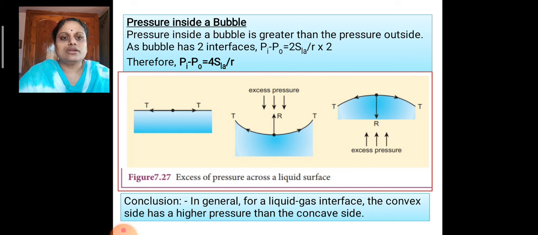And as a conclusion, please note that for a liquid-gas interface, the convex side has a higher pressure than the concave side. Just refer to the figure given above.